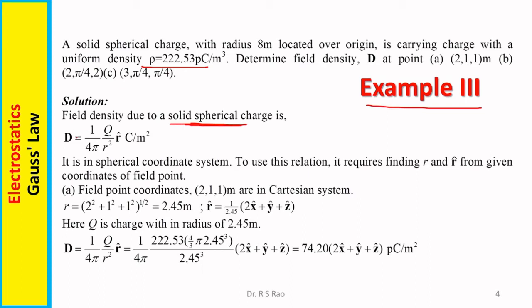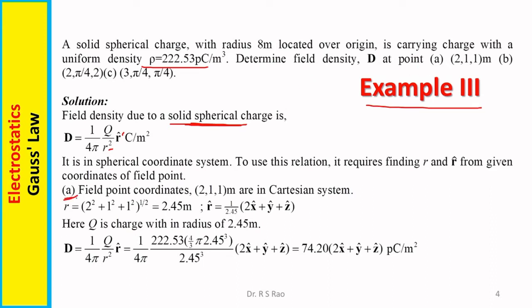D equals 1 by 4 pi, Q by R square, R cap. R is the radial vector, the spherical radial vector. R cap is the unit radial vector. We can use this relation. Of course, Q can be found by multiplying rho with the volume of the solid sphere, and R square and R cap are to be found from the coordinates of the field point.